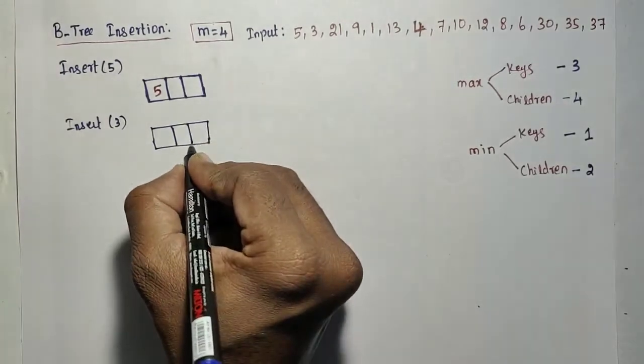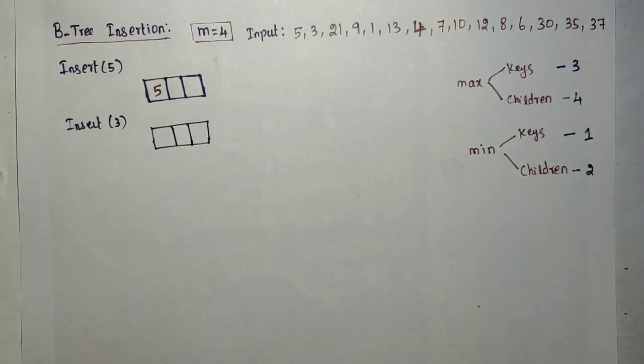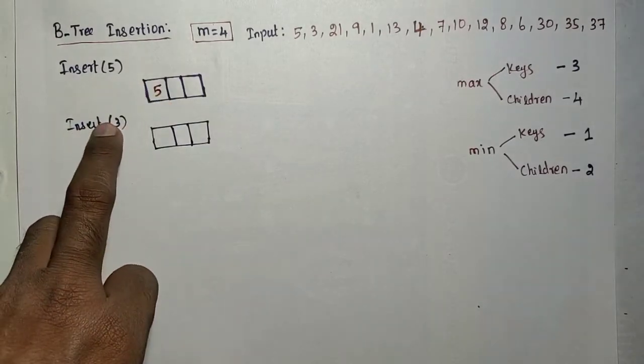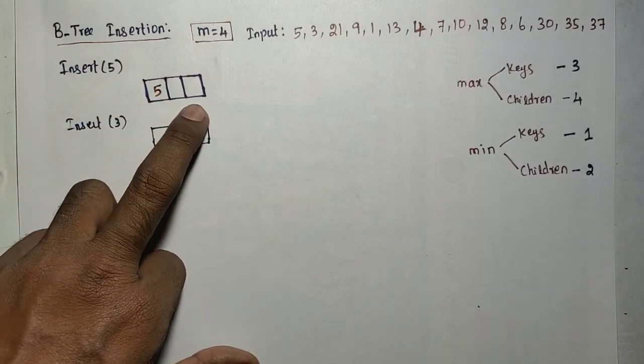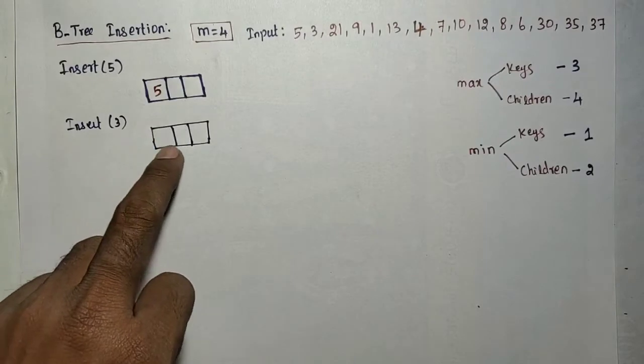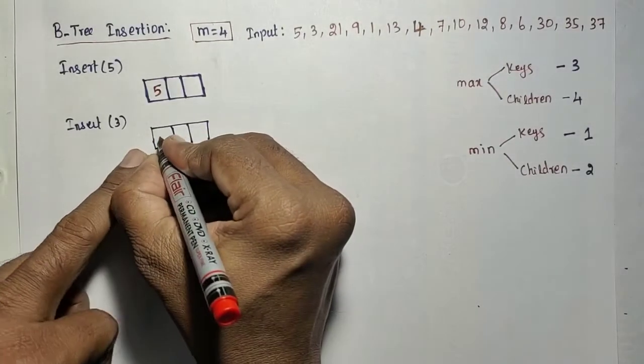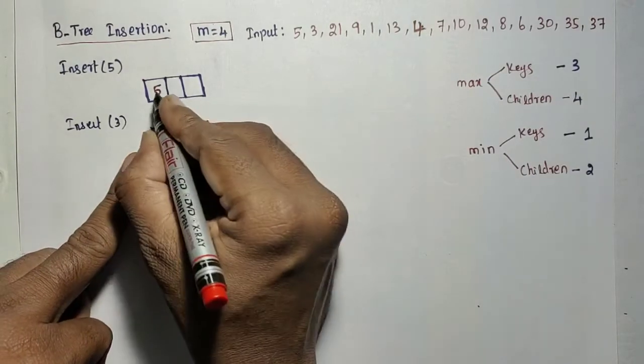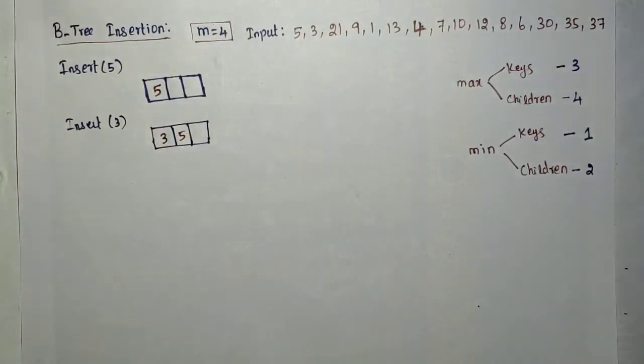While inserting the new node, we need to make sure that the elements are in ascending order. It means 5 is already there, and 3 should not be inserted after the 5. So we store in ascending order: 3 followed by 5. 5 will be shifted and 3 will be stored.